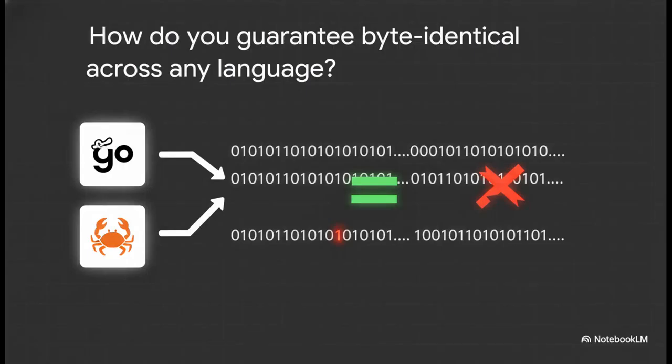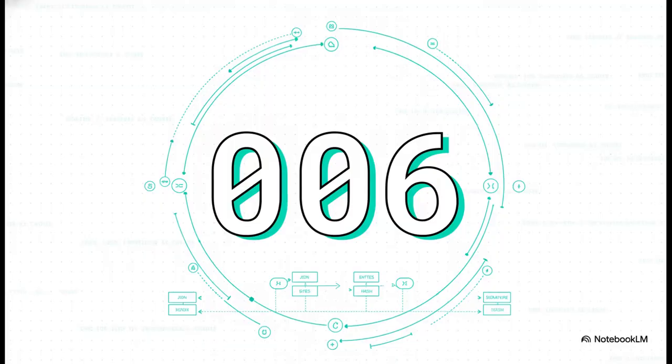Let's get really specific here. How do you guarantee that a digital signature created in a Go SDK is byte-for-byte identical to one created in a Rust SDK, assuming they have the same key and the same message? Because any tiny difference, even 1 bit, would make them completely incompatible. The answer is a single, incredibly powerful spec, number 006.